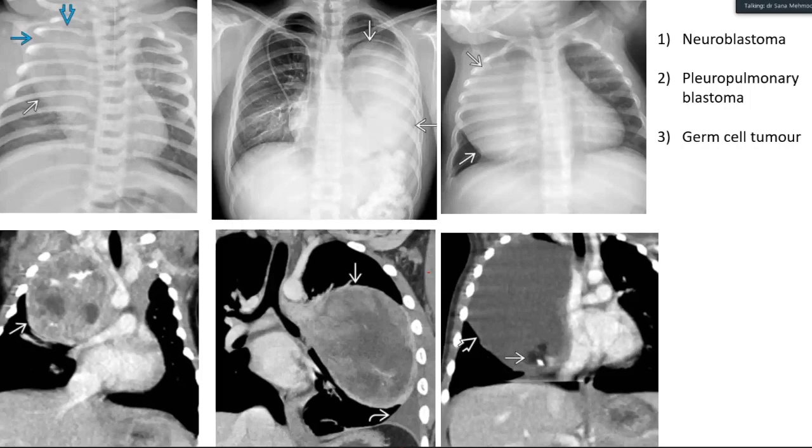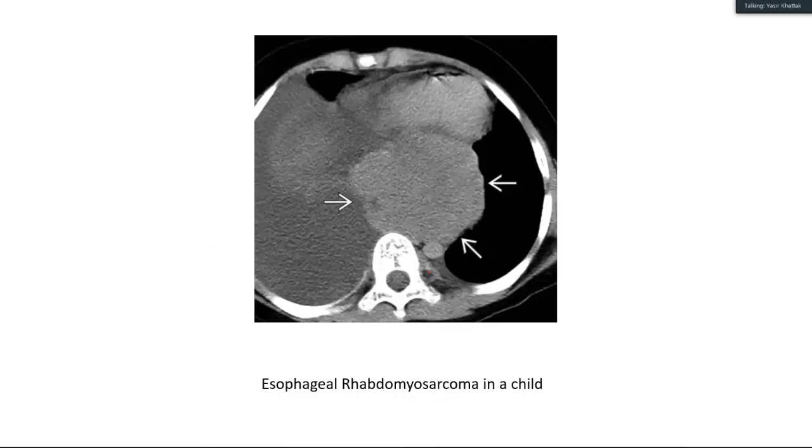Right? Thank you, sir. And I forgot to mention that sometimes there is rhabdomyosarcoma in a child, which usually might arise from the esophagus.